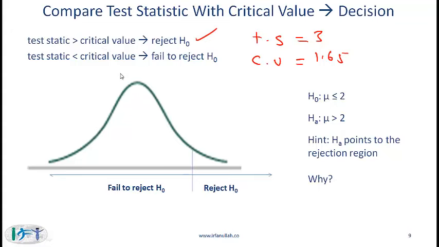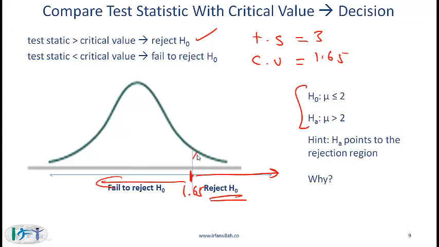The way we can express this using the probability distribution, we have a critical value of 1.65 over here. If the test statistic falls to the right of the critical value, that is the region where we reject the null hypothesis. If the test statistic falls to the left of the critical value, then we fail to reject the null hypothesis. Here again, I have shown you the null hypothesis and the alternate hypothesis.